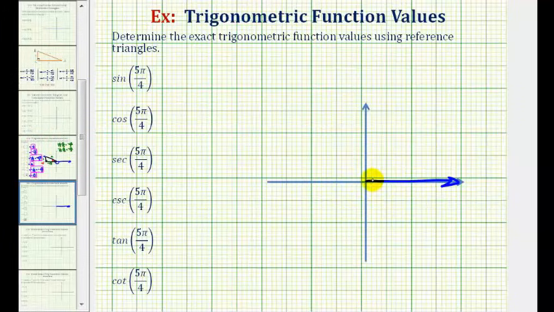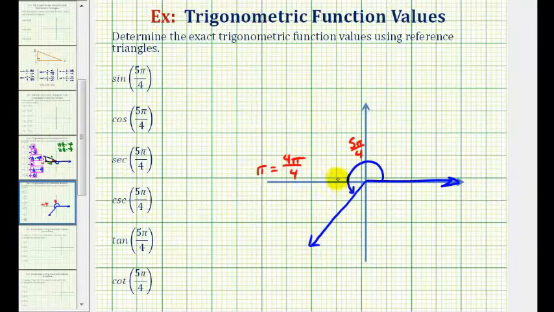Now we'll rotate counterclockwise 5 pi over 4 radians. Well, half a rotation counterclockwise would be 180 degrees or pi radians, but because our angle is a multiple of pi over 4 radians, it'll be helpful to view pi radians as 4 pi over 4 radians. So if we want to rotate 5 pi over 4 radians, this is telling us to rotate 1 pi over 4 radians more. So we'd rotate to here, and this would be the terminal side of our angle.